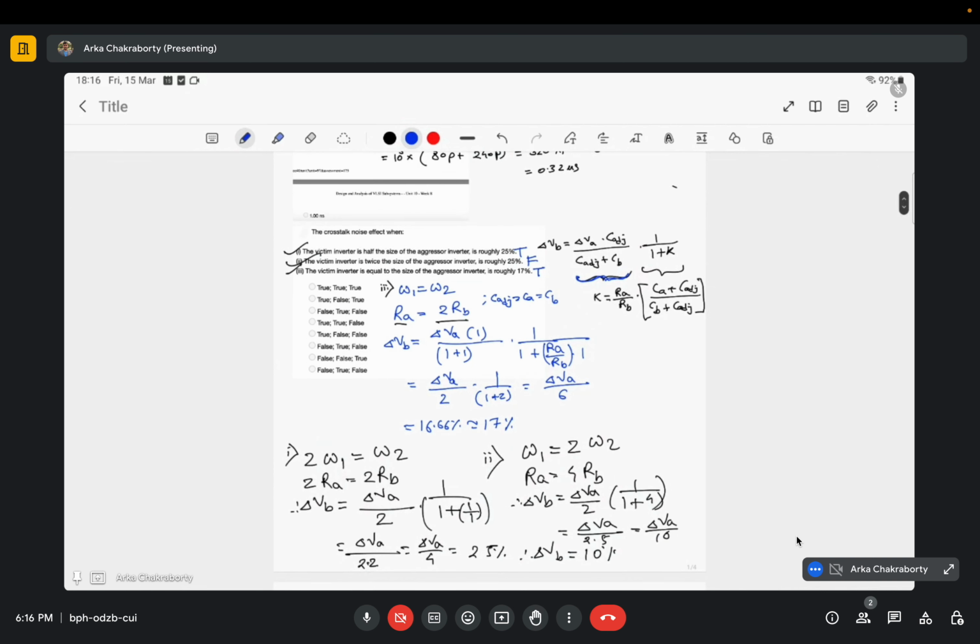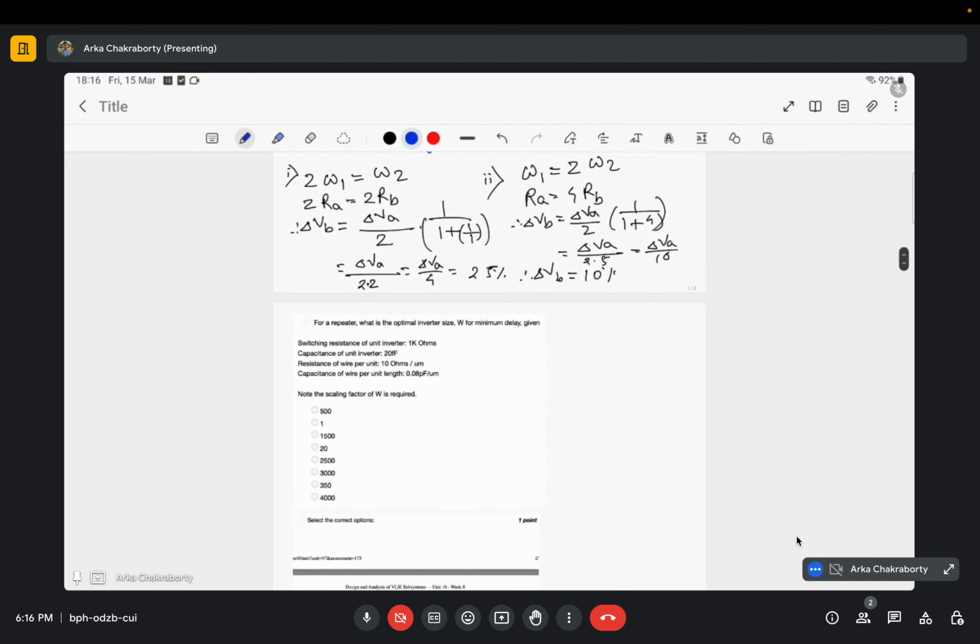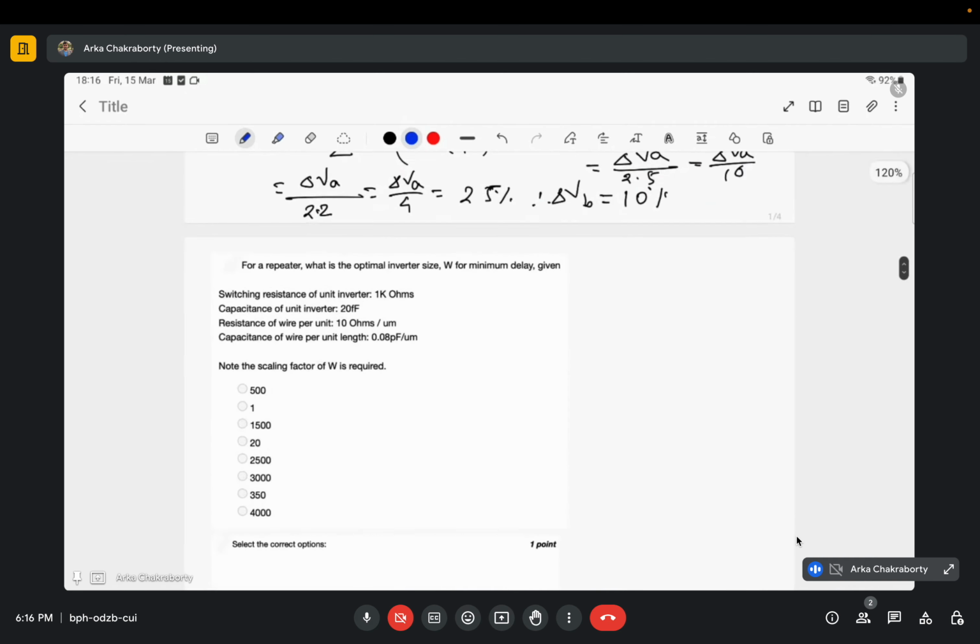So the crosstalk noise effect depends on the relative size, the ratio of the sizes of the aggressor inverter and the victim inverter, as you have seen. Okay, then let's move to the next question.